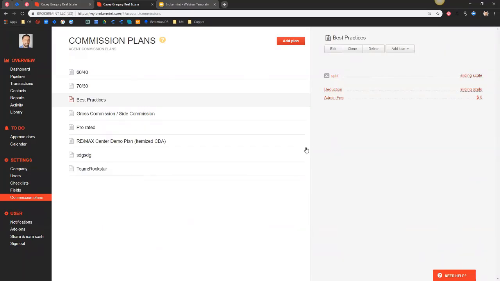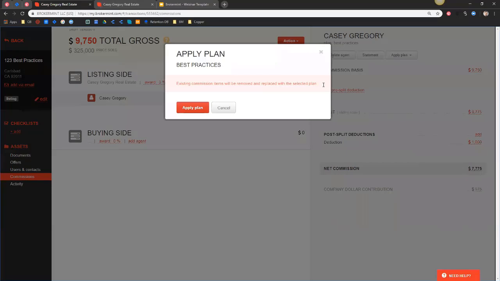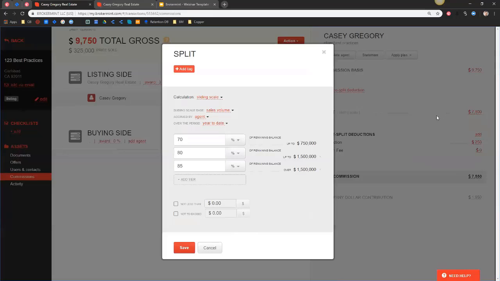And let's go ahead and jump into a transaction to see what this really looks like. So here I've created a transaction. I'm going to go ahead and apply that plan that we just created. And so what we see here is we have our agent's commission basis at $9,750. It came down through the sliding scale split.